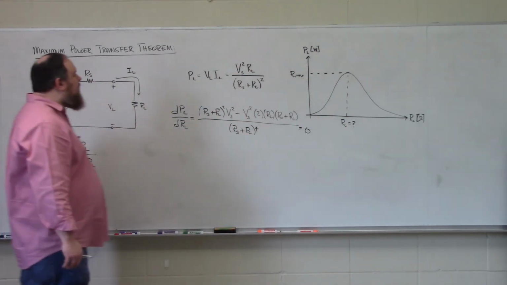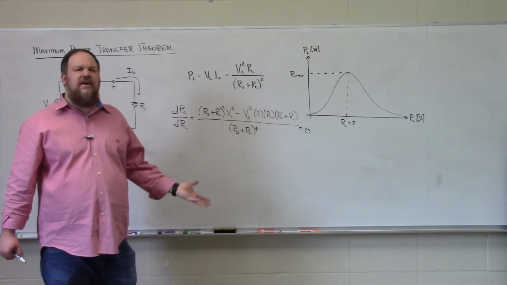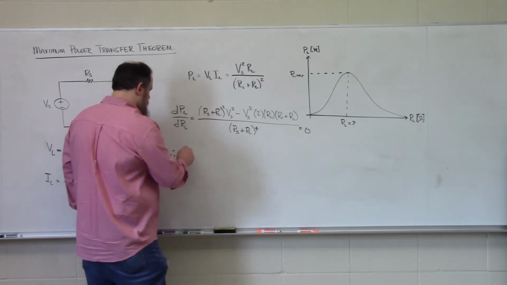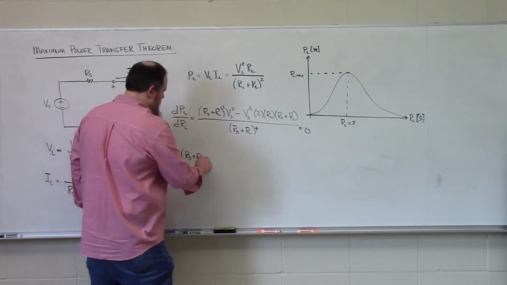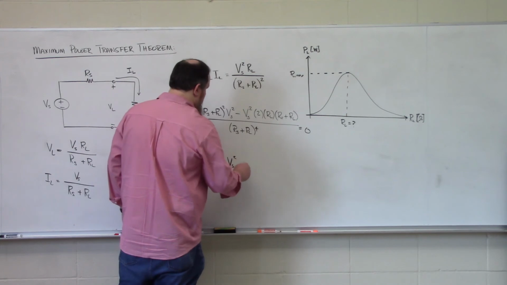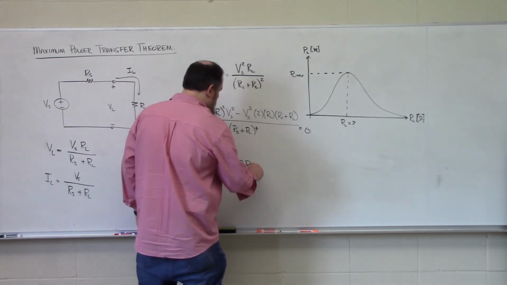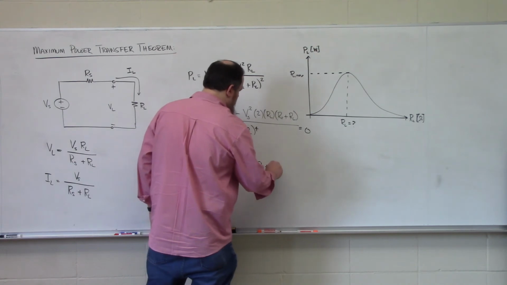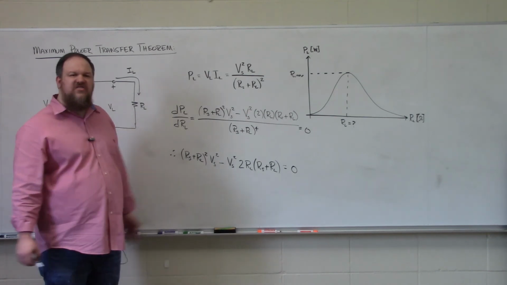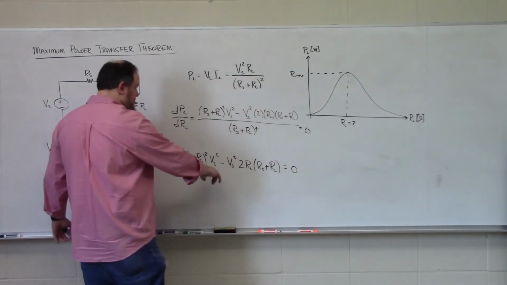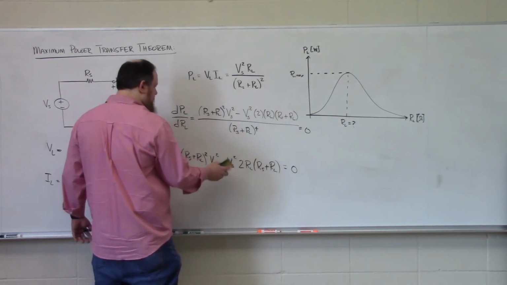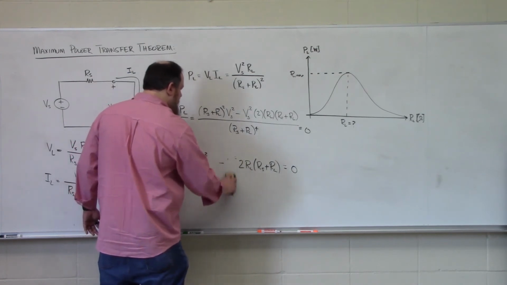and we want this to go to 0 in order to determine the maximum value. So for this to go to 0, only the numerator needs to actually go to 0. So we could see that (RS plus RL) quantity squared, VS squared minus VS squared times 2RL (RS plus RL) needs to equal 0. Notice there's a common factor of VS squared on both terms. So this is this quantity multiplied by VS squared, and this is this quantity multiplied by VS squared. So we can divide both sides by VS squared to get rid of that.